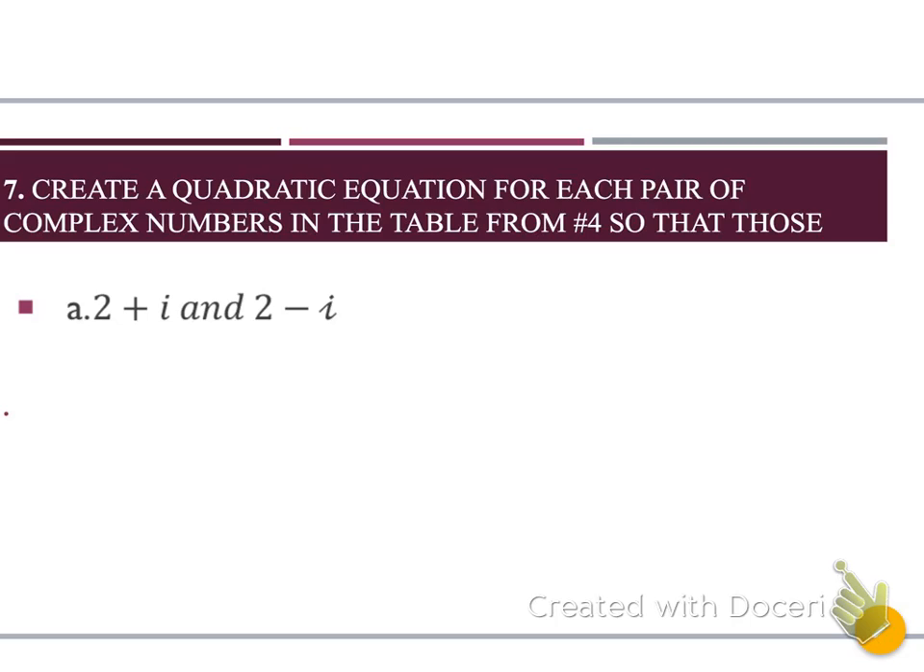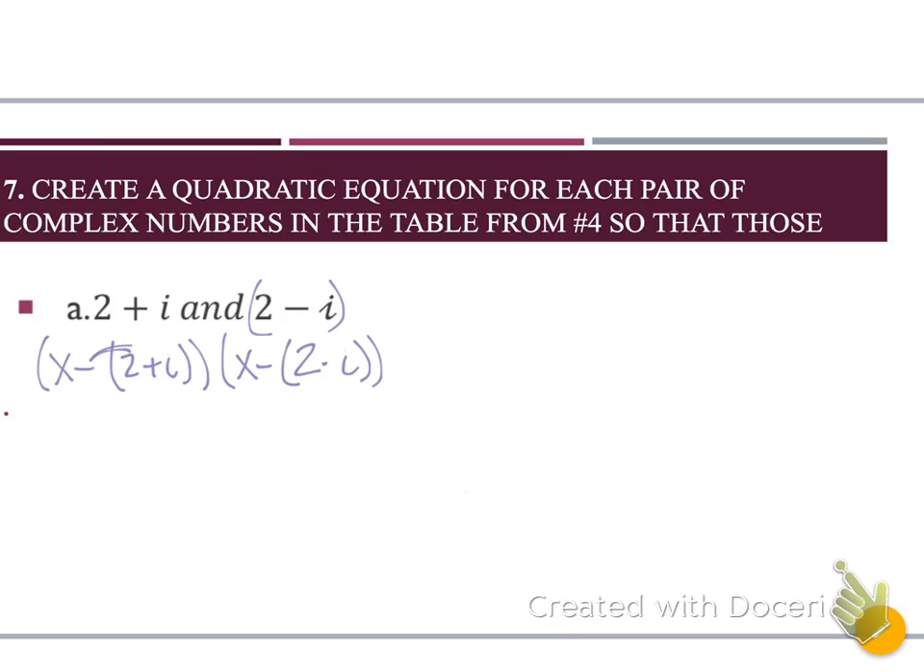Okay, create a quadratic equation for each pair of the complex numbers in the table from 4 so that we can make our equation. I'm going to show you the long way and then the shortcut. So for my long way, there's always a minus sign, and I'm going to put these in parentheses when I plop them in. So x minus (2 plus i), because that negative is going to have to distribute to both of them.